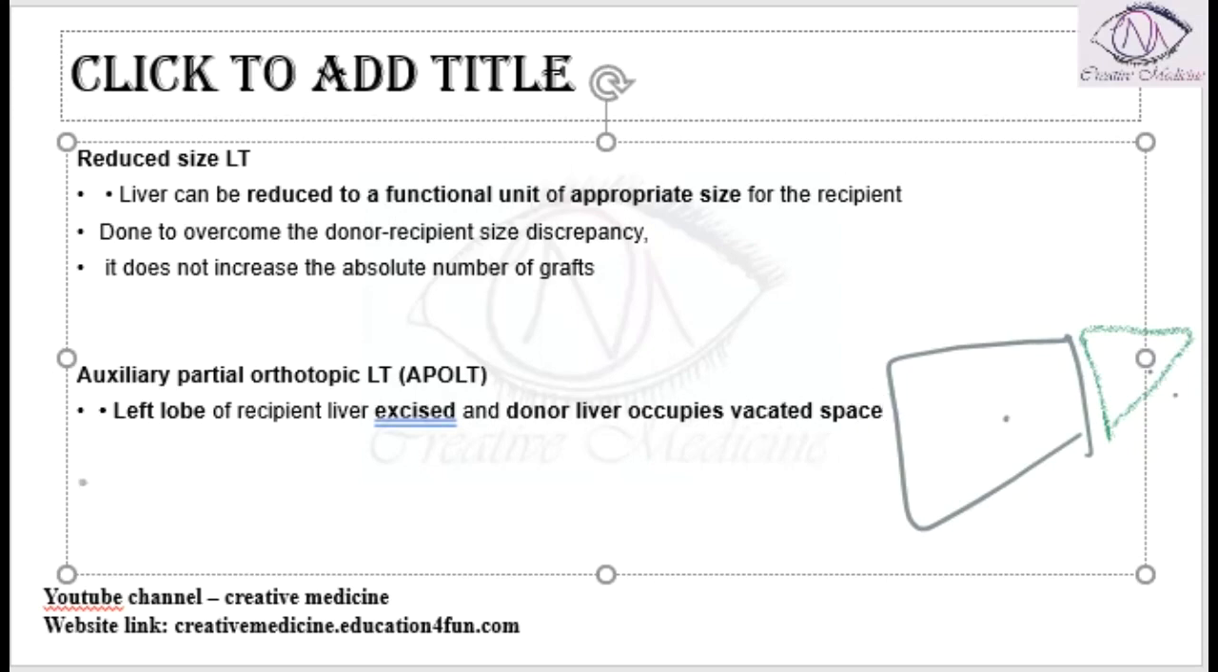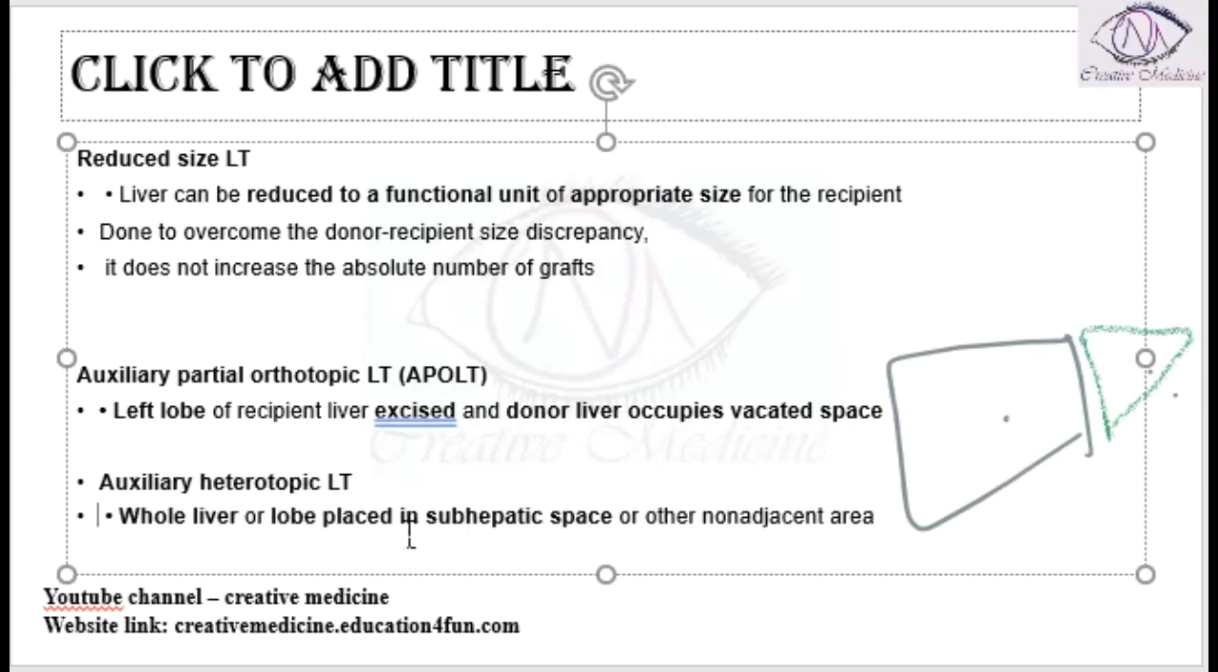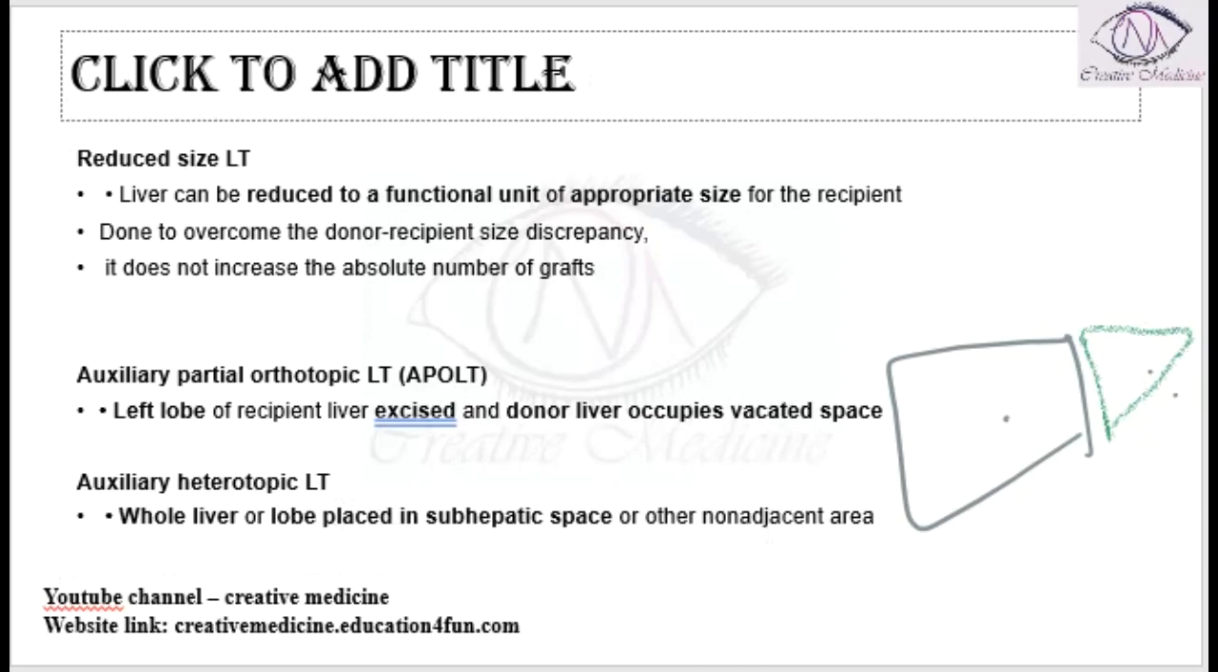Then we have auxiliary heterotopic liver transplant. In auxiliary heterotopic liver transplant, a whole liver or a lobe of the liver is placed in the subhepatic space or in another non-adjacent area. So this is auxiliary heterotopic liver transplant.